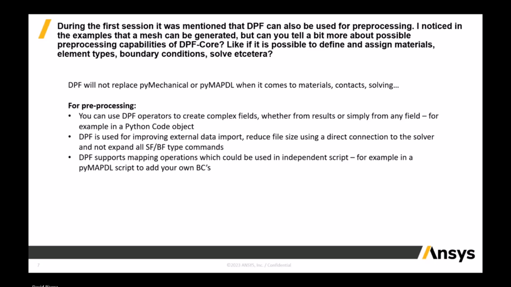I worked with a customer recently in mapping results from different stages using kind of super elements, things like that, mapping onto different meshes. So all of that could be done and would be how I would use DPF for pre-processing. But again, no, it does not let you assign materials, element type, boundary condition. This is not PyMAPDL. This is not PyMechanical. Paul, anything you want to add to that?